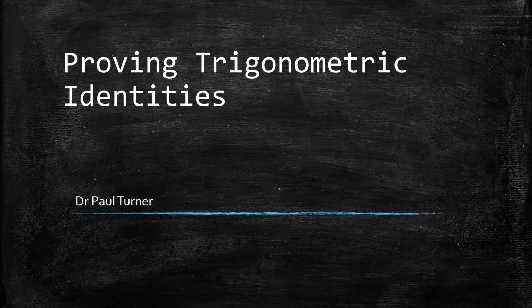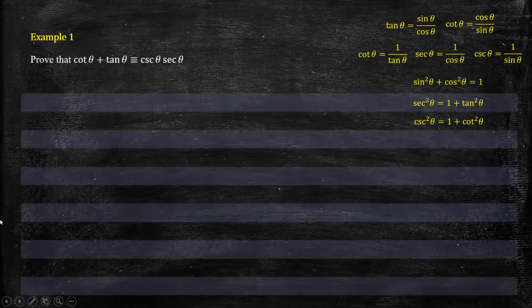This is a lesson on proving trigonometric identities. In example 1, we want to prove that cot theta plus tan theta is equivalent to cosec theta sec theta. And on the right side, you can see that some of the useful identities have been written, and we can refer to those when we're doing the questions.